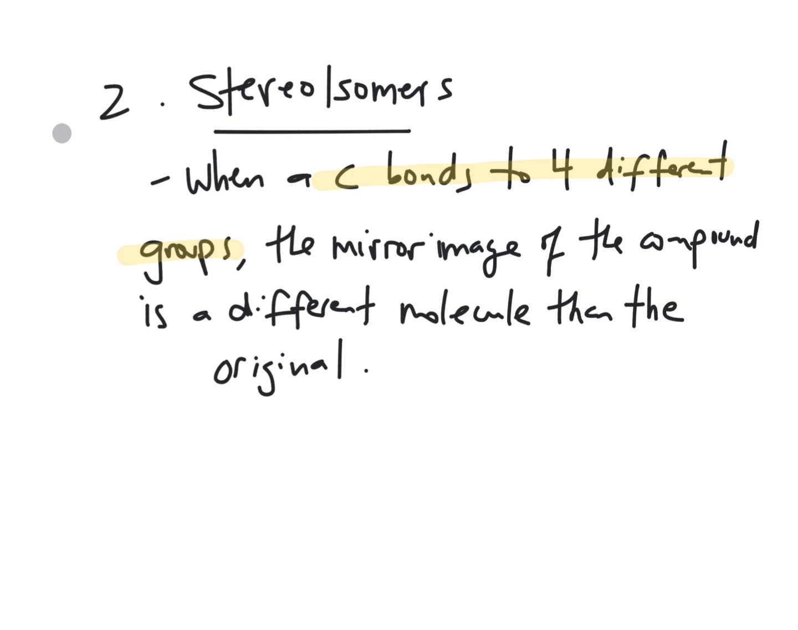If this occurs, the mirror image of the compound with this carbon in it is a different molecule than the original. We sometimes refer to a carbon, in this case the one I've highlighted in yellow here, as a chiral carbon. Chiral, or the prefix chi, like a chimera, means many different things. And so chiral suggests it bonds to many different things. What happens is the mirror image of that compound will be an entirely different compound.